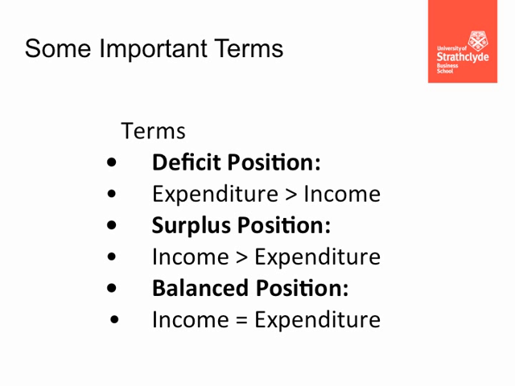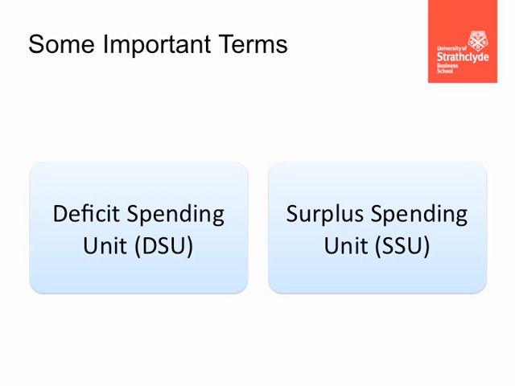So we can say some terms, and I'll start using these terms now. A deficit position is when your expenditure in any one period is greater than income. A surplus position is when your income in any one period exceeds your expenditure. And a balanced position is when they're both together. So we can say that when you are in a deficit position, you are a deficit spending unit. And when you are in a surplus position, you are a surplus spending unit. And so deficit spending units and surplus spending units have to come together, and the format for them coming together is the financial markets.